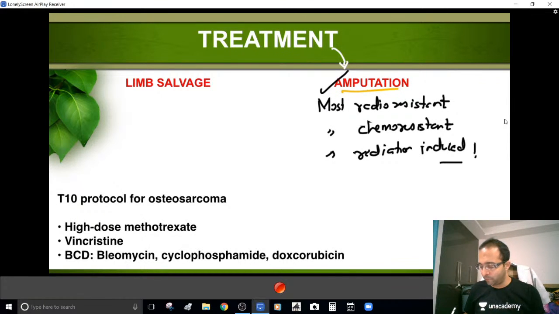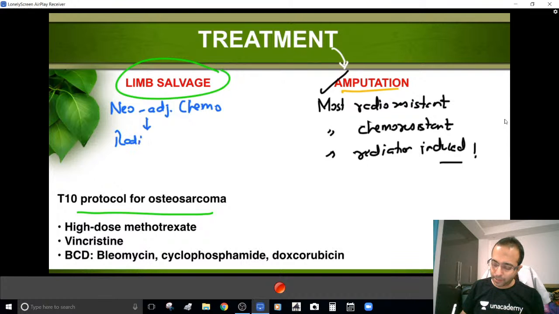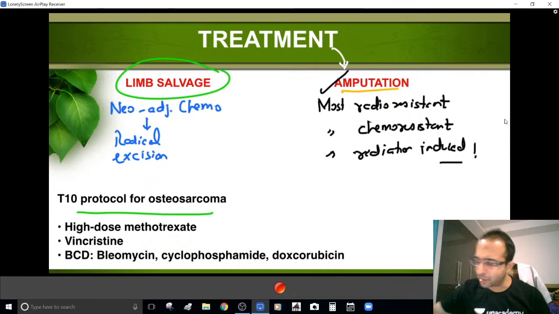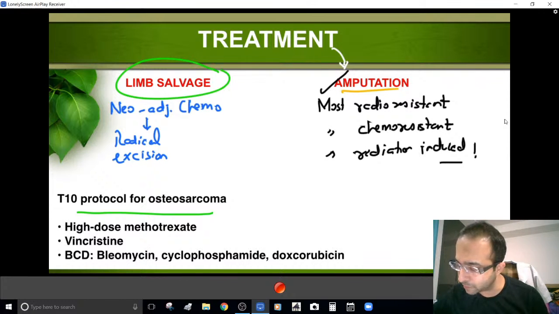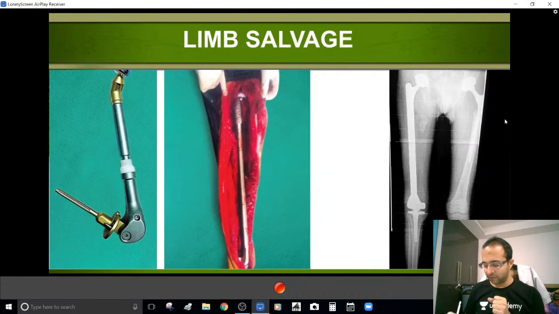But what has happened now is that with such good chemotherapy, the concept of limb salvage has also come into practice. So here what we do, we first go with neoadjuvant chemotherapy. Then we follow it up with a radical excision of the tumor. Radical excision means we excise the whole compartment that has the tumor. We remove the entire compartment. And then, along with it, after removing so much of bone, we are supposed to use a mega prosthesis. What's a mega prosthesis? I'll just show it to you.